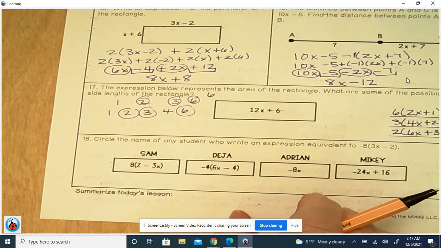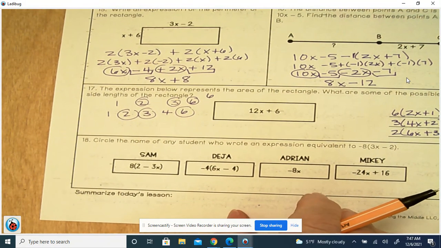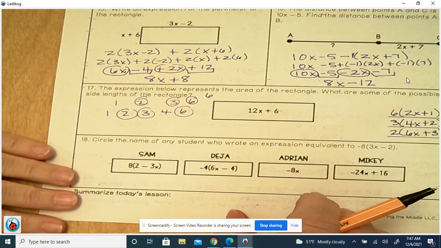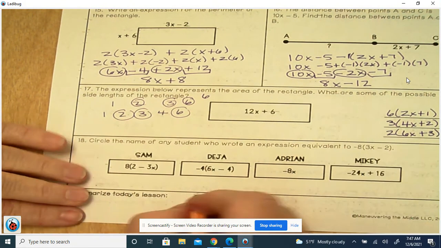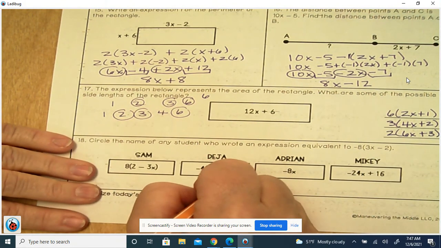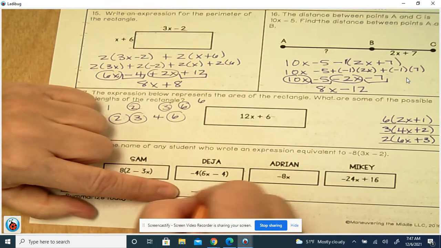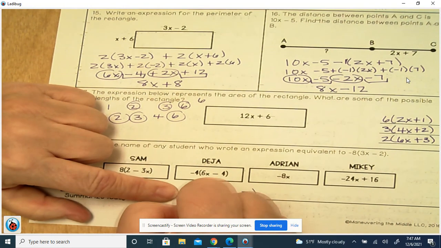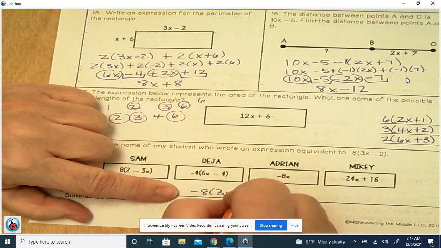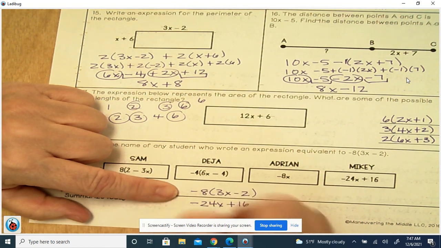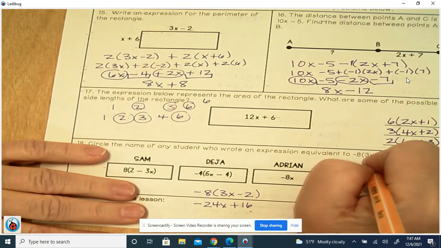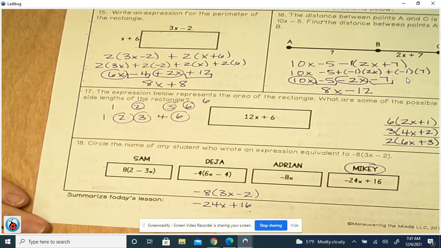Circle any name of a guy who wrote an expression equivalent to negative 8 times 3x. So let's do that. Negative 8 times, let's distribute that and see what we get. Negative 8 times 3x is a negative 24x. Negative 8 times a negative 2 is 16. So that shows us that Mikey has one.